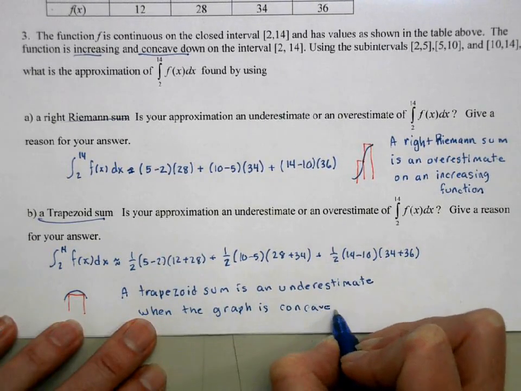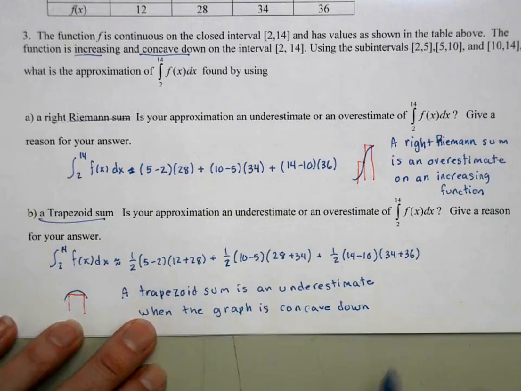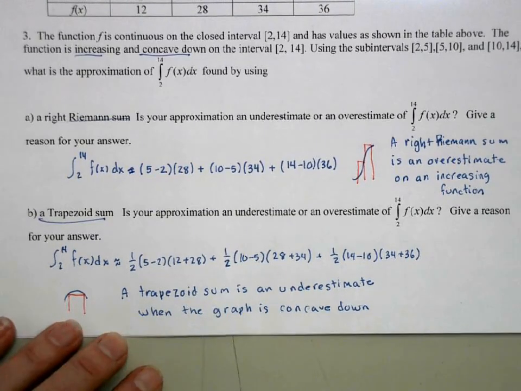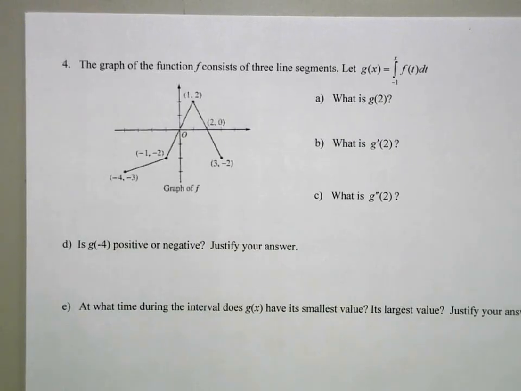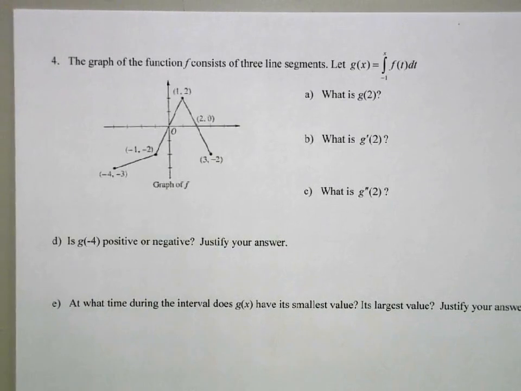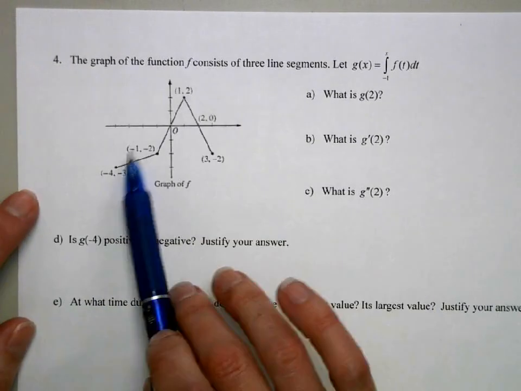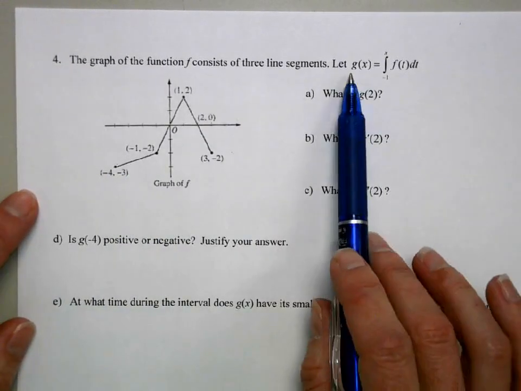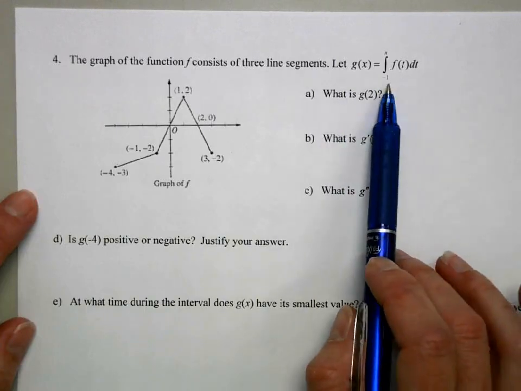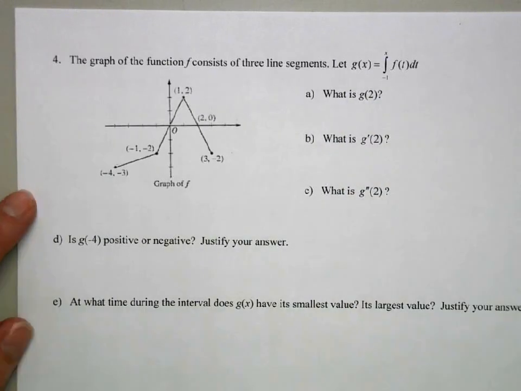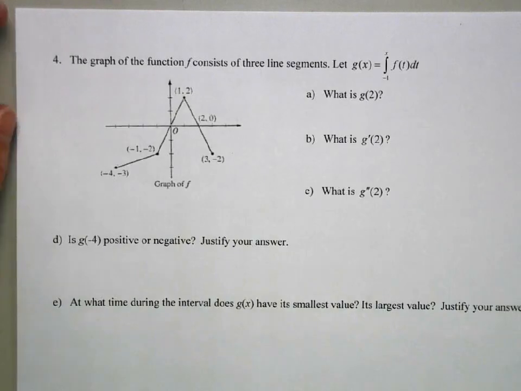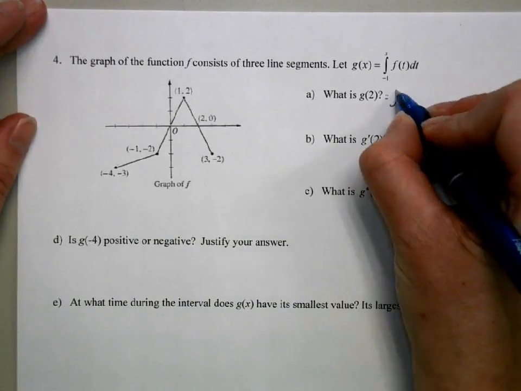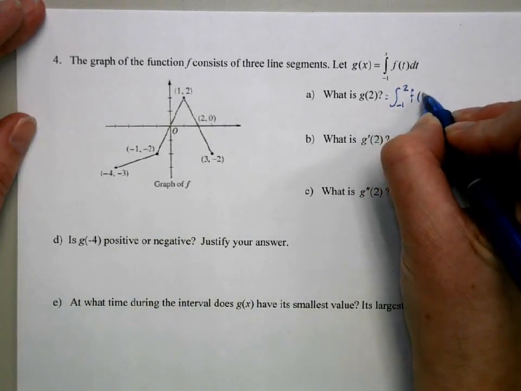Next, we have an integral function. So the graph of f consists of 3 line segments. Let g of x equal the integral from -1 to x of f of t dt. So first, what is g of 2? G of 2 is going to be the integral from -1 to 2 of f of t dt. So we're looking at our graph. Here's -1 to 2.